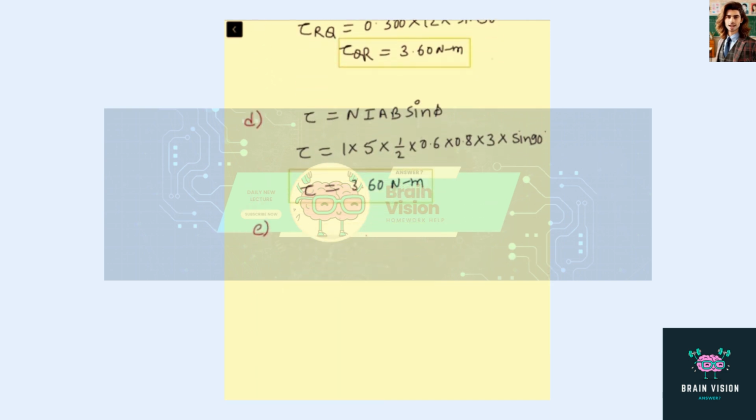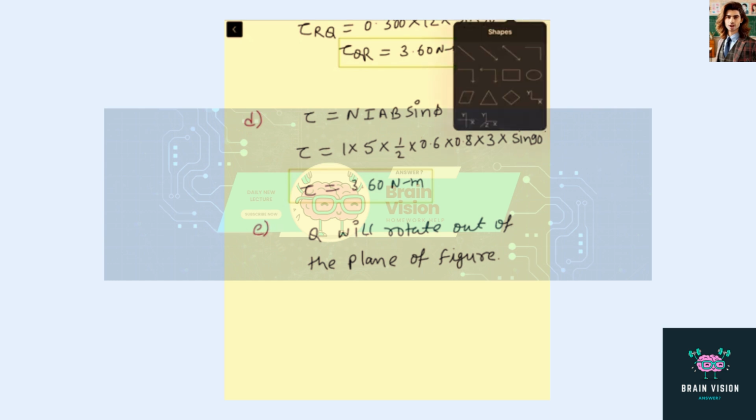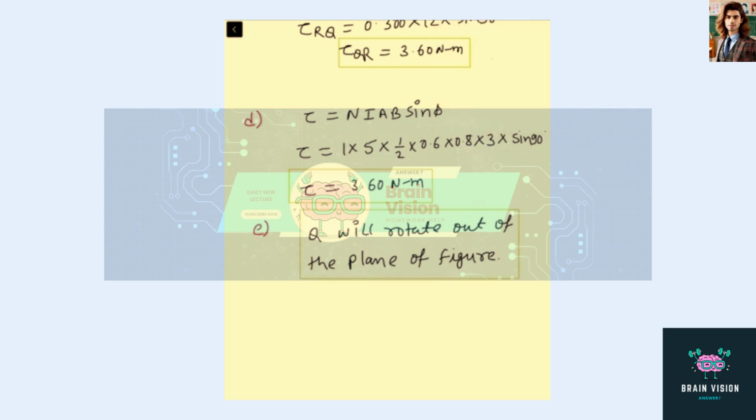Now for part E, the torque acting on the loop about the axis PR is only due to the force on QR, which is out of the plane of the loop. So point Q will rotate out of the page, or out of the plane of the figure. Okay, this is the answer for part E of the given problem.